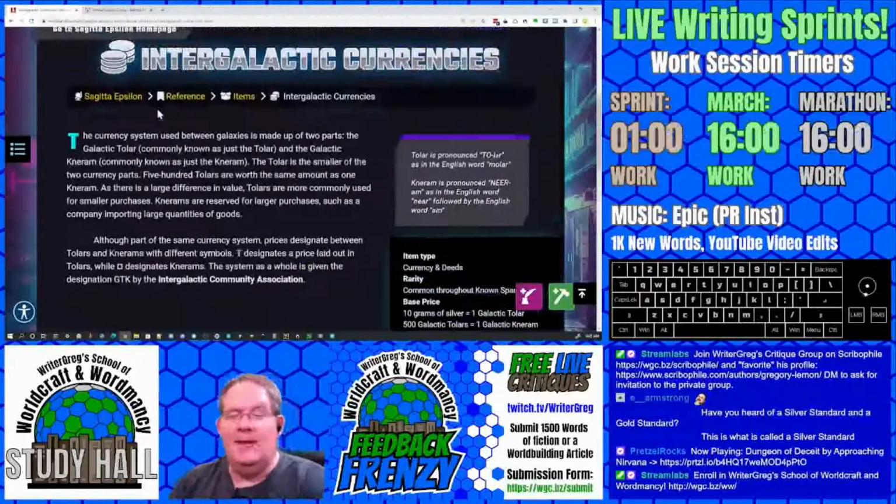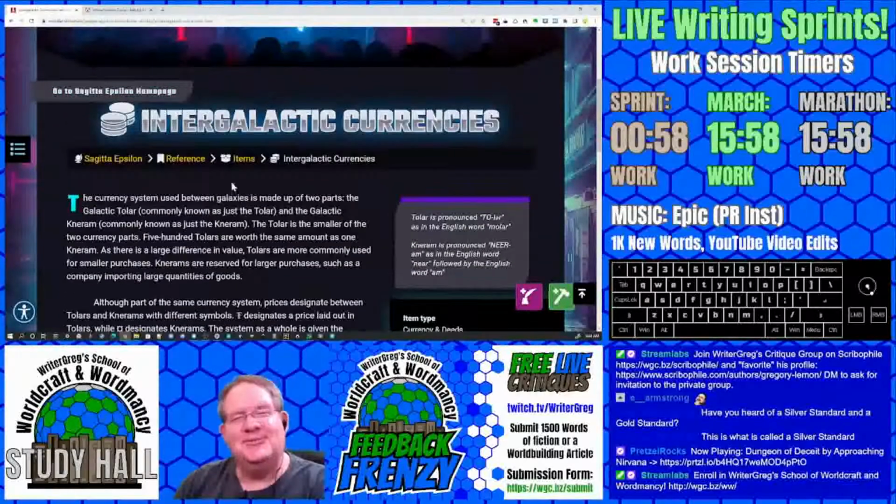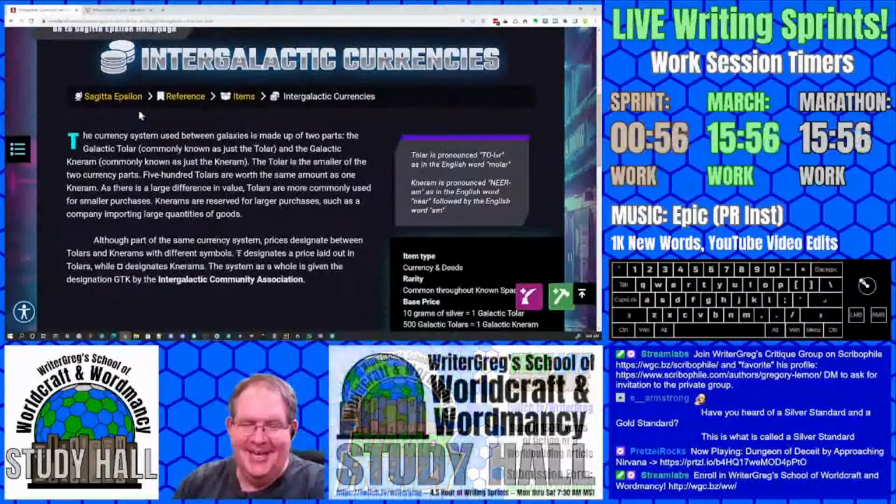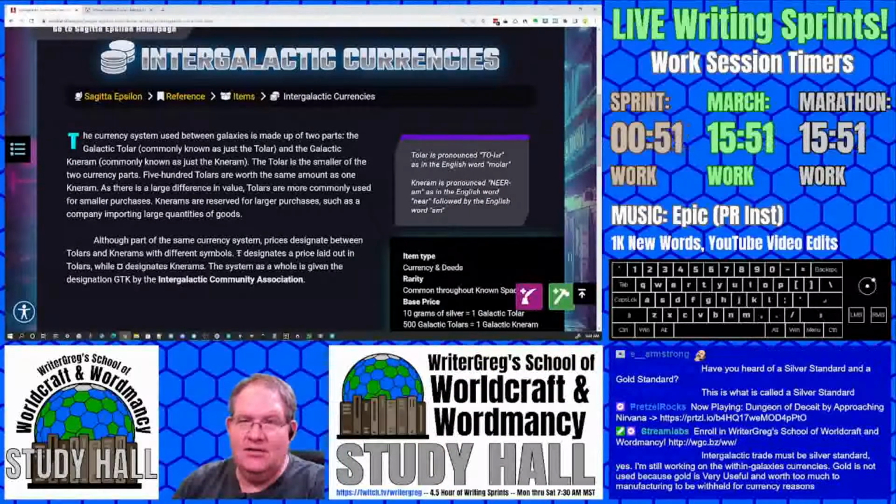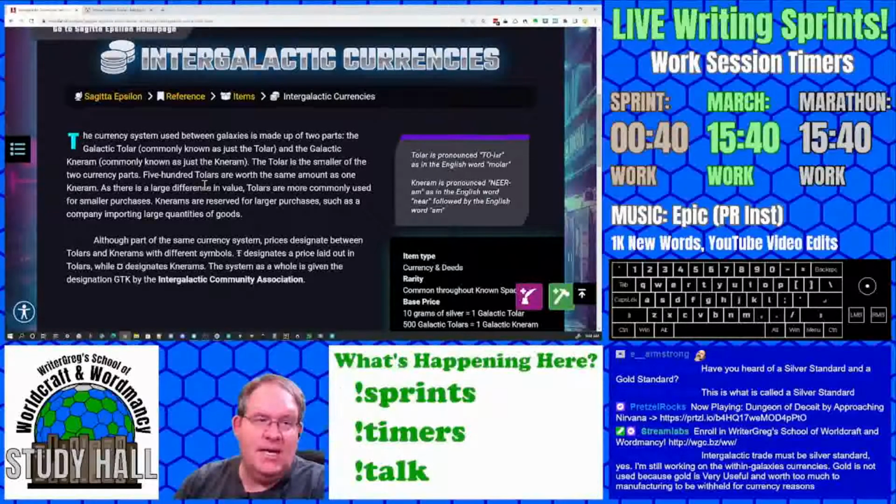currency. I don't know. But thank you so much for writing this article for me. It's very nice to be able to have a little bit of additional information for the items that you have here. Intergalactic trade must be silver standard. Yes, I'm still working on the within galaxy currencies. Gold is not used because gold is very useful and worth too much to manufacturing to be withheld for currency reasons. That is an excellent paragraph that you have here explaining that.